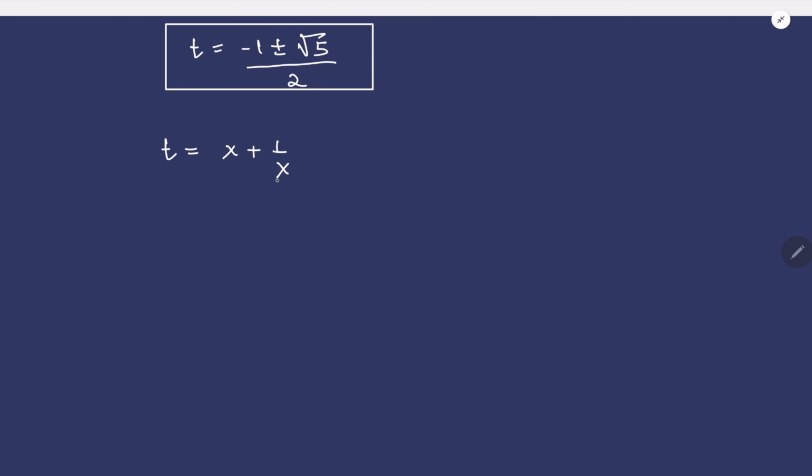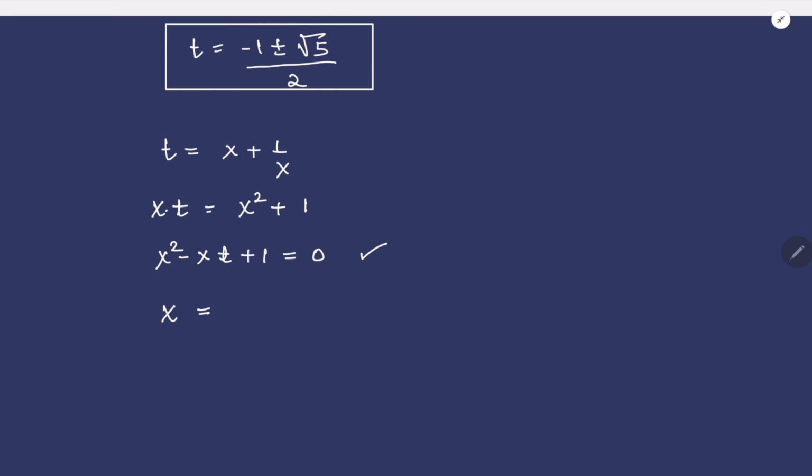So if I write this in quadratic form, what will I get? Multiply with x on both sides. Multiplying with x on both sides, it will become x square minus xt plus 1 is equal to 0, if I bring this xt to the right hand side. So this is the equation we got. Do you notice that this equation is quadratic in x? So here as well, I can find the value of x.